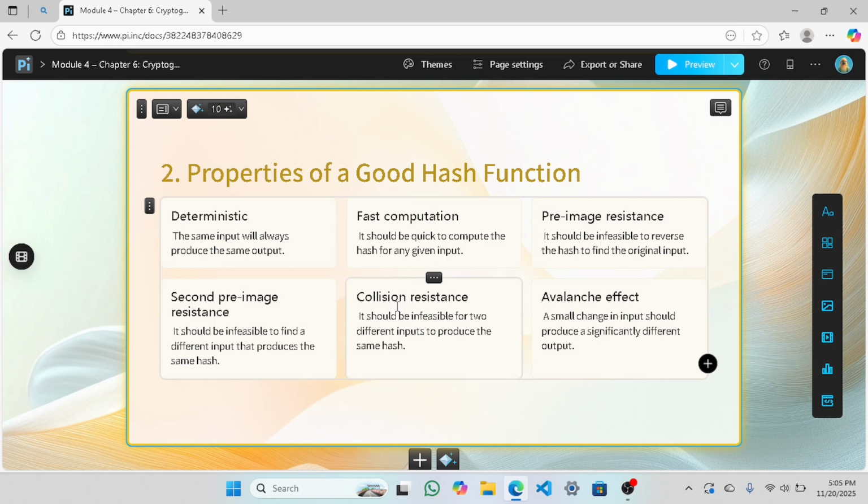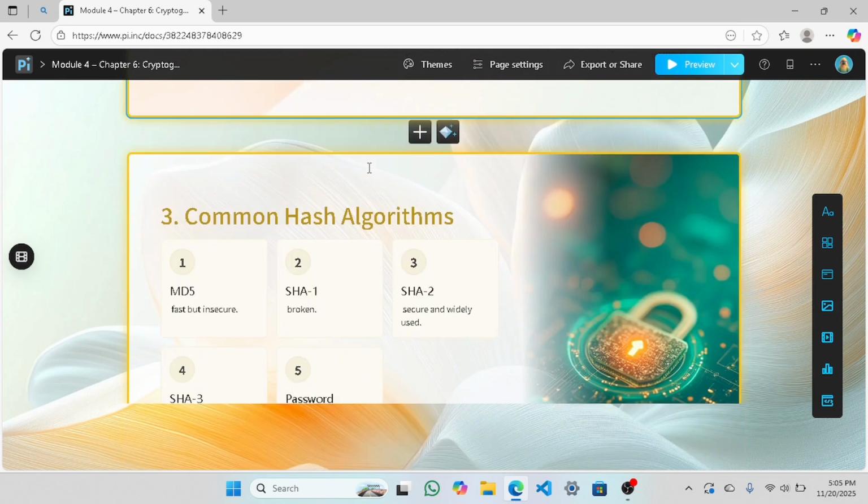Collision resistance, in simple terms, what does it mean? Two different inputs should never produce the same hash. Avalanche effect. What does this mean? It means a small change in input gives a completely different output. Here it is written: a small change in input should produce a significantly different output. For example, capital Hello and small hello should produce different hashes. I hope you got these properties.